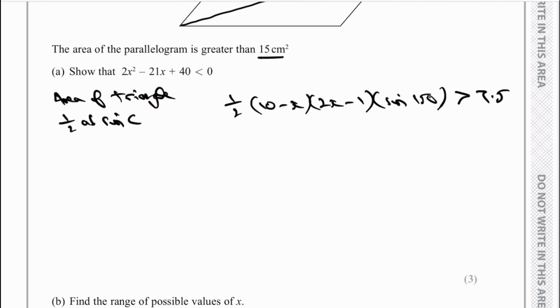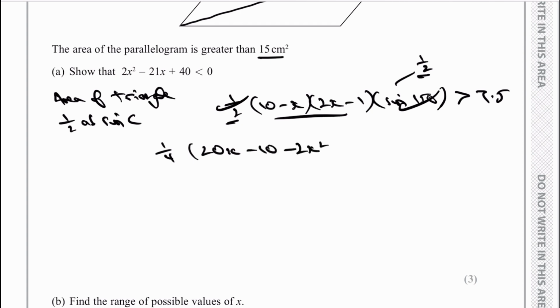Okay, what I've also noticed is that sine of 150 is actually a half. So what we've got now is a half multiplied by a half, which is a quarter. So I can write that out now as a quarter multiplied by, and I'm going to expand these two brackets. I've dealt with that one, I've dealt with that one, and I'm going to expand those two brackets in the middle there, and I'm going to get 20x minus 10 minus 2x squared plus x.